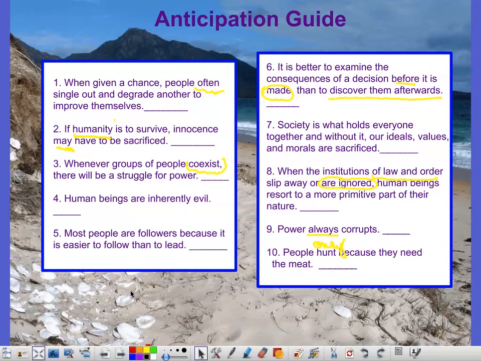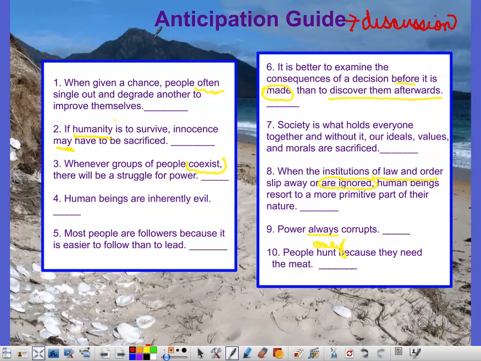Oh, I went too fast. Remember that we are going to have a Socratic discussion in class, next class, tomorrow. And the basis of our discussion is going to be your opinions about these issues.